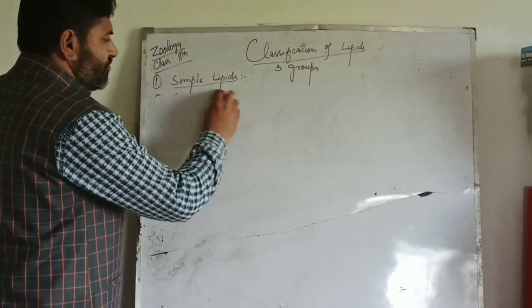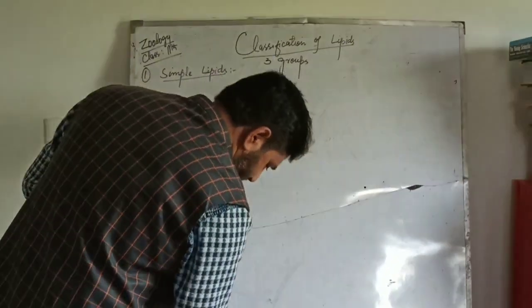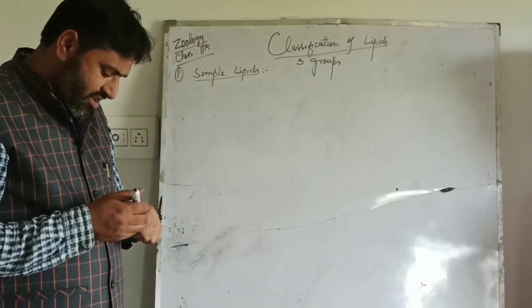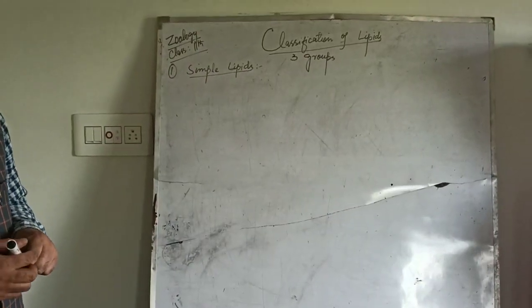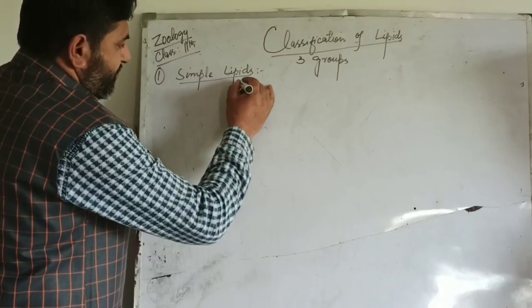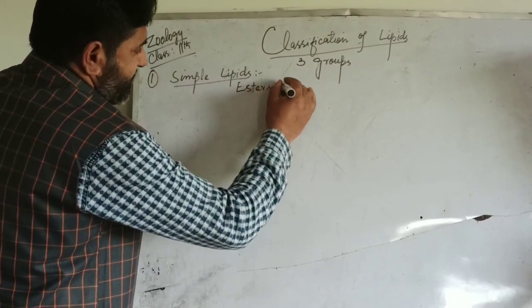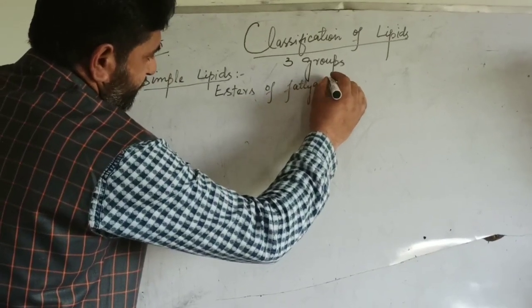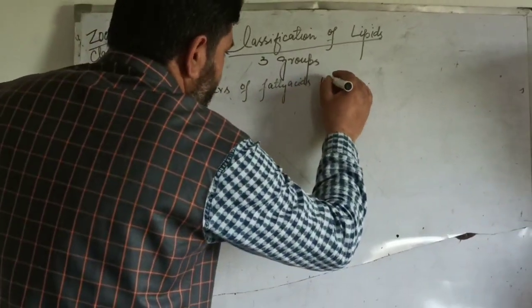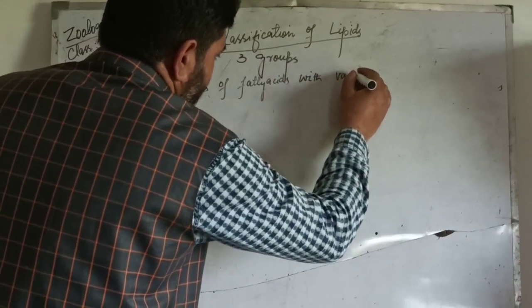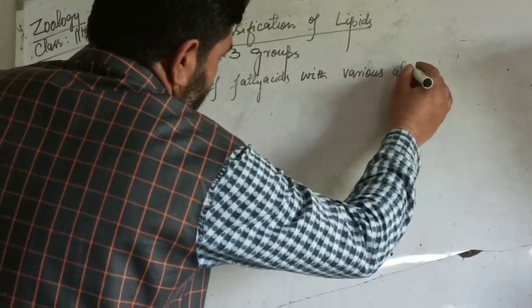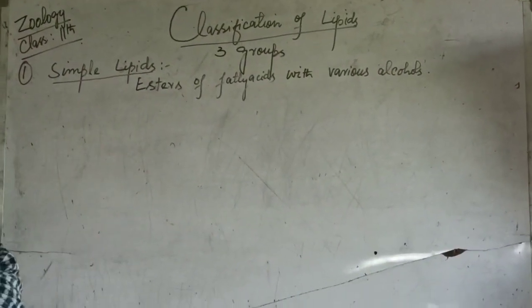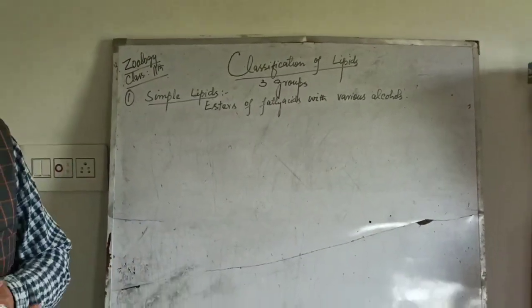We will take the first one, simple lipids, and discuss it first. What are these simple lipids? These simple lipids are the esters of fatty acids with various alcohols.